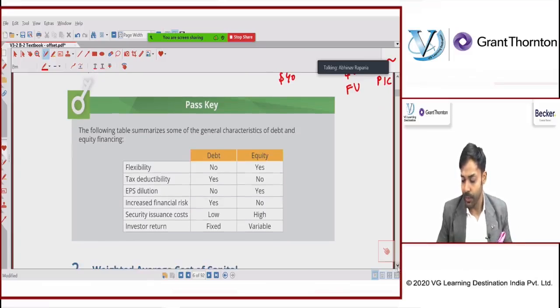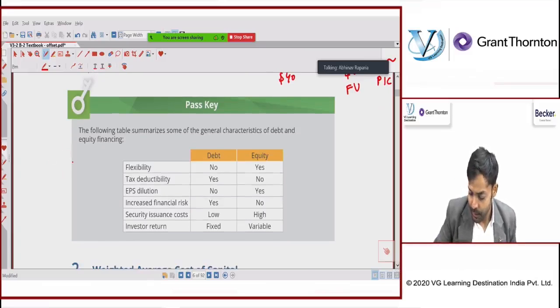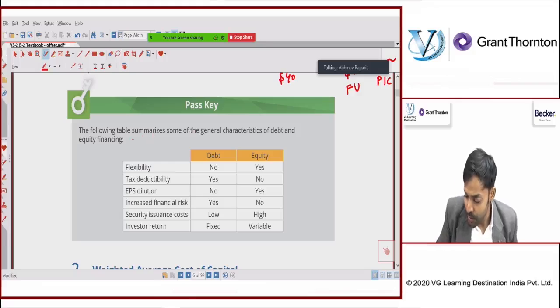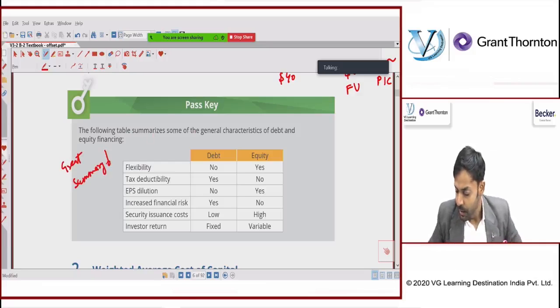So it's a good summary. It's a very good summary. So I would say it summarizes everything, the difference between the debt and equity. Let's go with one by one. The following table summarizes some of the general characteristics of the debt and the equity.